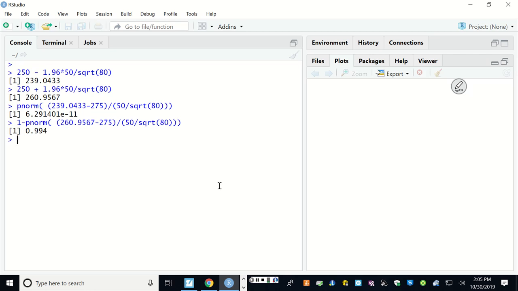You can also just think about it. 50 over the square root of 80 is a standard error of about 5.5. And so you reject if you're bigger than 250 plus almost a couple times that standard error. That seems reasonable. And then what's the chance you're greater than 260 when the average is really 275? That's almost 3 standard deviations. So yeah, most of the area is above that point.